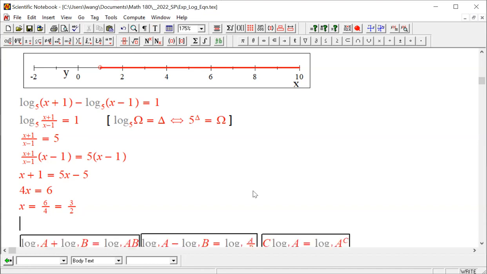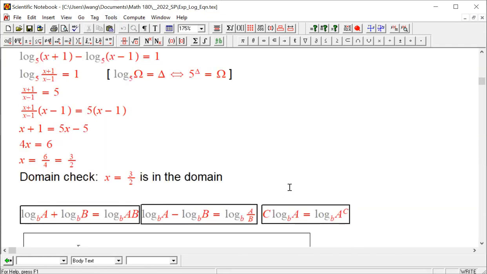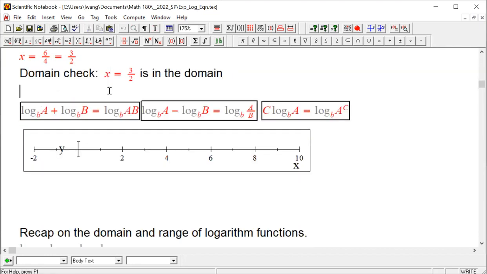And then we're gonna go to the domain check. Okay, is it in the domain? So the first thing we do is domain check. Well, x equals 3/2 is in the domain indeed. Right, is in the domain. Secondly, just being in the domain is not enough. So we have to go back to the original equation to work on the left and right, right?